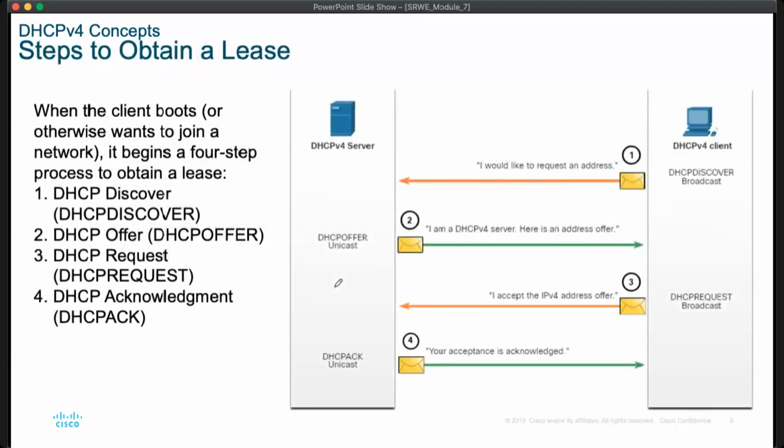Step 2, obtain a lease. First of all, when a client boots, or otherwise wants to join a network, it begins 4 steps. First, DHCP discover. Second, DHCP offer. Third, DHCP request. Fourth, DHCP acknowledgement. So that's the final step, as in this figure. You can check.